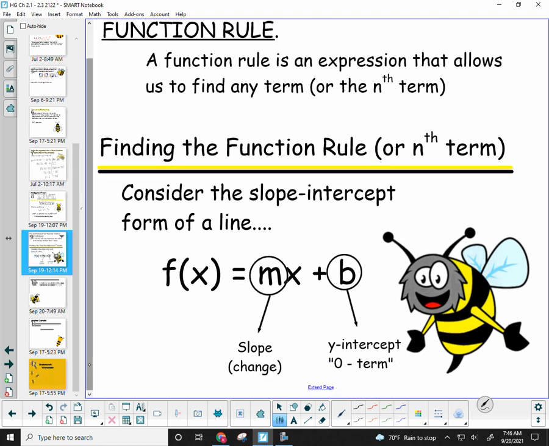Everything we're going to do today is going to be linear, and we're going to talk tomorrow about if it's linear or not linear. But think about slope-intercept form of a line, right? If this is going to be my function rule, we know m is slope, we know b is the y-intercept. Slope is just about change, how the line is changing over time, right? The y-intercept is a 0 term. It's where x equals 0. It's where it's crossing that y-axis. So keep that in the back of your mind for a second.